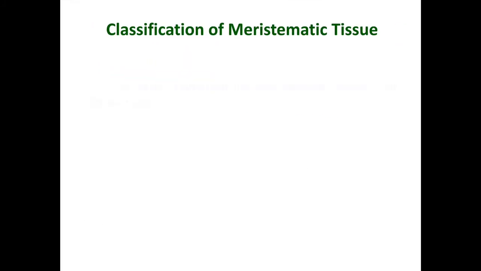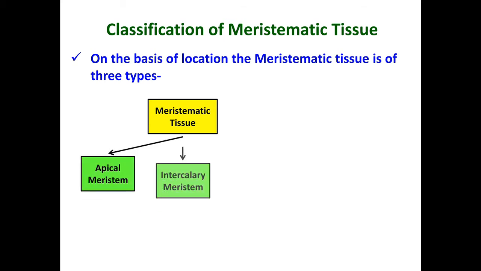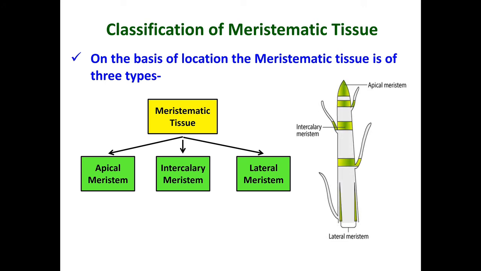So students, on the basis of their location, meristematic tissue is of three types: apical meristem, intercalary meristem and lateral meristem. In the diagram you can see that the different meristematic tissues are present in different locations of the plant. So you can see that apical meristem is present at the tip of the stem, intercalary meristem is present at the base and internode of the stem, and lateral meristem is present at the sides of the longitudinal axis of the plant.